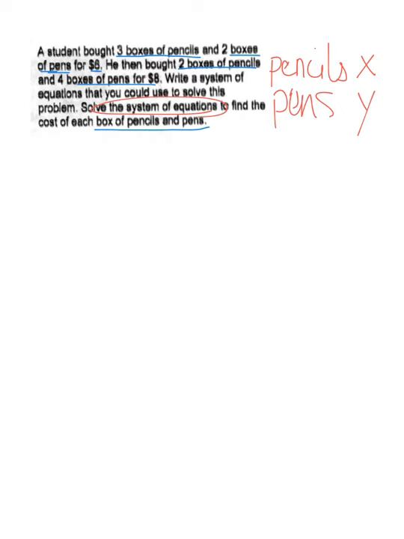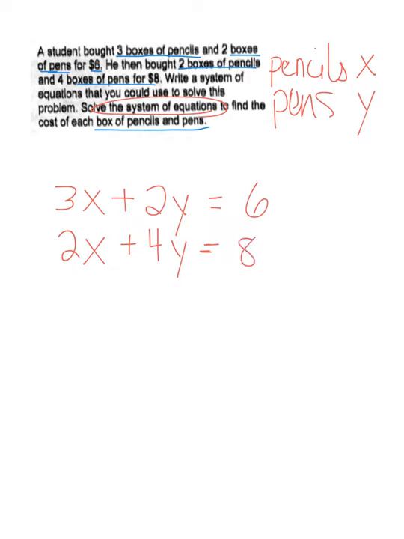It's kind of set up for you in the writing if you go through and read it sentence by sentence. 3 boxes of pencils, that's 3 times X. We don't know the cost of them yet. And in addition, plus 2 boxes of pens equals $6. That's how much it cost. That would be equation 1. And then equation 2 would be 2 boxes of pencils. Remember, pencils we said was X. And 4 boxes of pens is $8. So this is more in standard form.